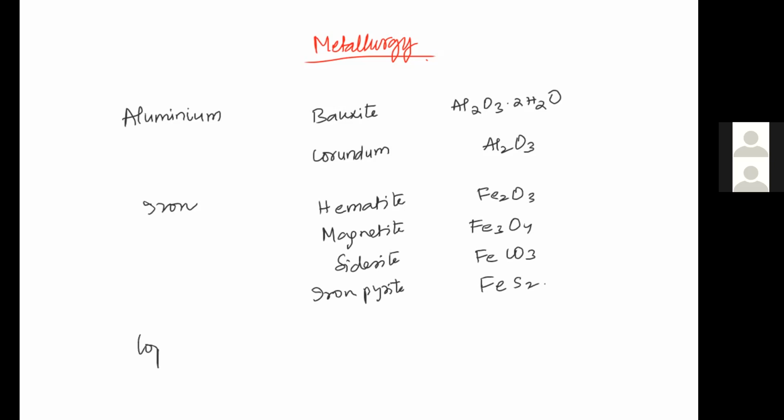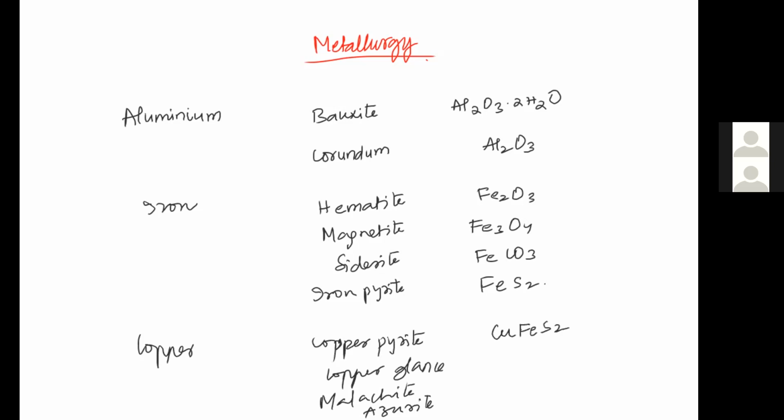So for copper, you have copper pyrite, copper glance, malachite, azurite, all this. CuFeS2, CuS. Malachite is CuCO3.Cu(OH)2. Azurite is 2CuCO3.Cu(OH)2.